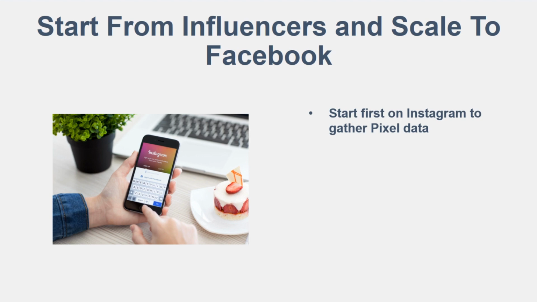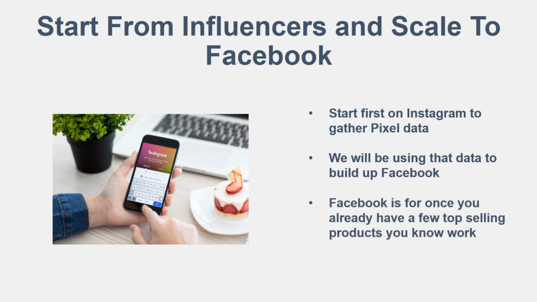The basics is that we're going to be starting from Instagram and then scaling into Facebook using the data from Instagram to build up the Facebook. So Facebook is for once you already have a few top selling products that work, then what you can do is create Facebook campaigns focused around those products you know already work. You already have an idea of the type of people that are buying it, so then you know what to target. Because a lot of people do these basic Facebook ads, they don't really get much results from because they don't know who they're targeting.